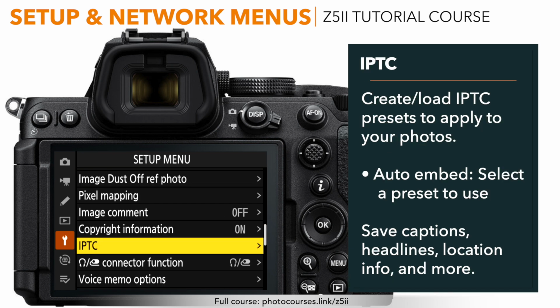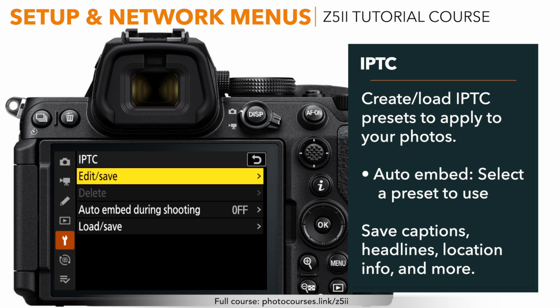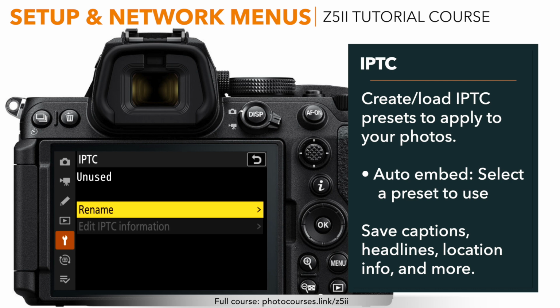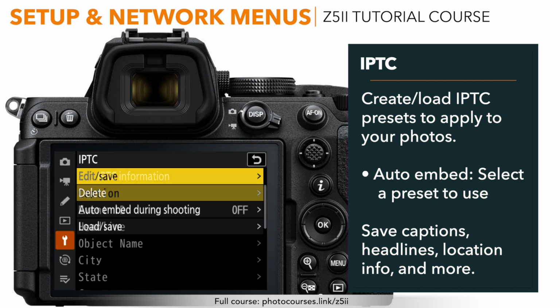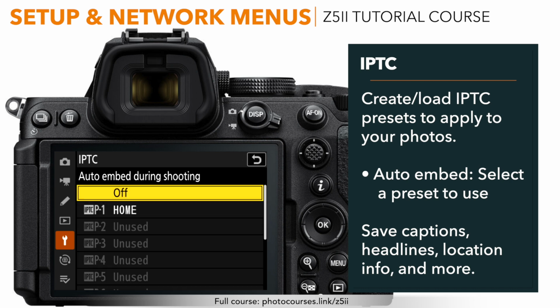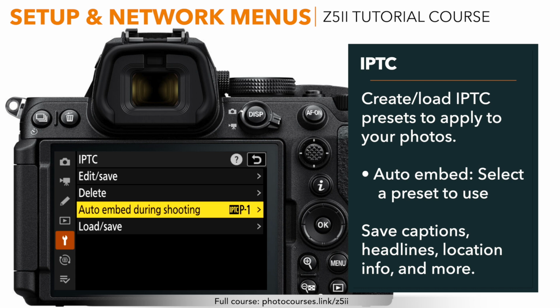You can create metadata presets to automatically apply certain things to all of your images, like a caption, a headline, city, state, and country information. The instructions for creating these presets are all going to be outlined in the text. You can select from a number of presets that you create, highlight that preset and press OK, and then that preset is going to be attached to all subsequent photographs. Once you're done using that preset or all of your presets, just turn this off so that that preset is not embedded in any photos that it shouldn't be added to.